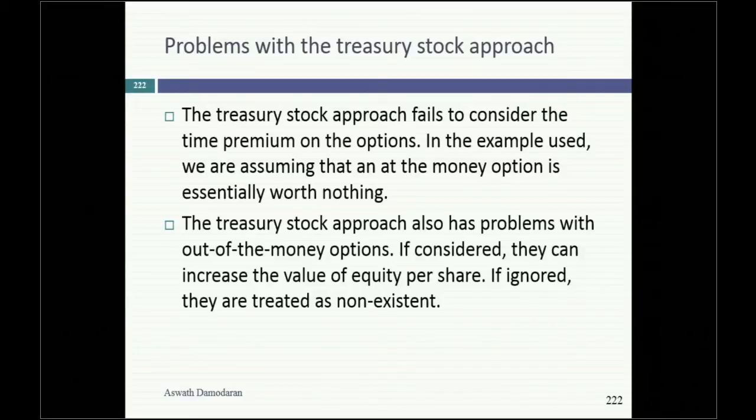Remember, even if options are in the money, investors, or employees, don't always exercise them right away, right? Because when you exercise an option, what happens? You get cash, but you give up the time premium in the option. So just because options have become in the money doesn't mean they get exercised, but the treasury stock approach is built on the premise that they will get exercised. So the fully diluted is completely wrong, because it doesn't adjust. The treasury stock approach is internally consistent, but it misses the optionality.